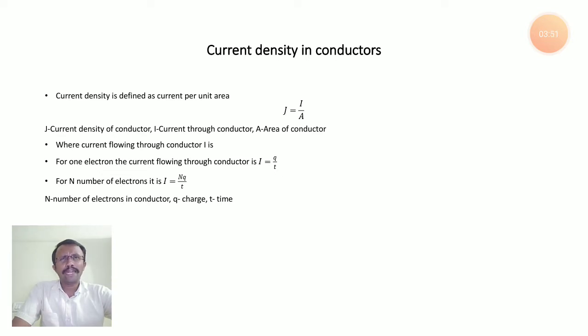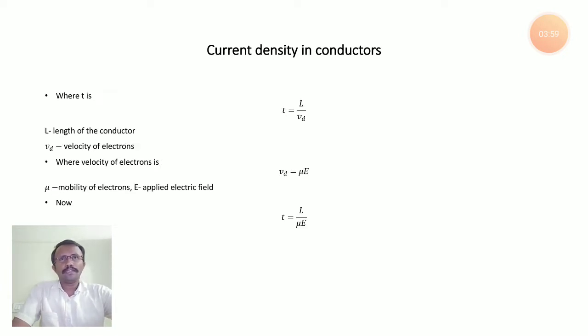Now we will see what time is. It is the time required for an electron to reach from one end of the material to the other end. So T is equal to L by Vd. L is the length of the conductor, and Vd is the velocity of the electrons. The time taken by the electrons to travel from one end of the conductor to the other end is defined as time T.